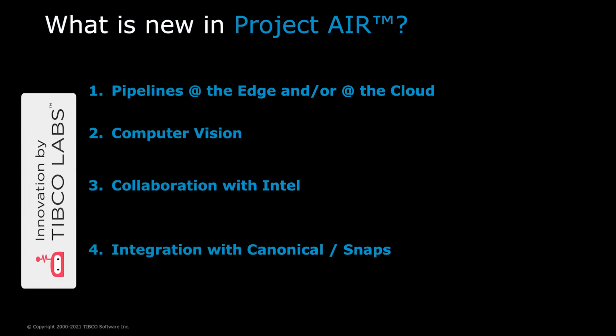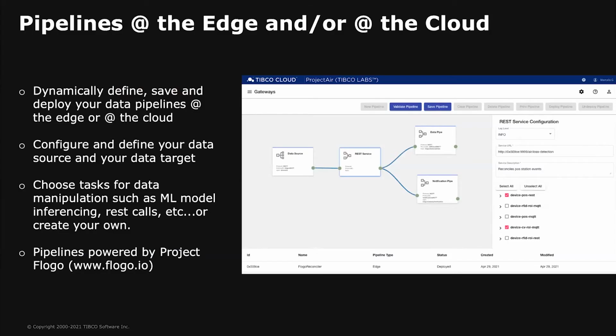There are many new features in Project AIR that we are very excited to talk about today. So let's take a quick look. First one, pipelines at the edge and or at the cloud. As I mentioned a moment ago, Project AIR allows you to create data pipelines to process your data at the edge and at the cloud.